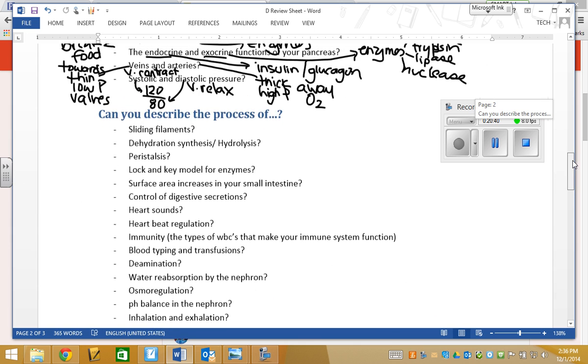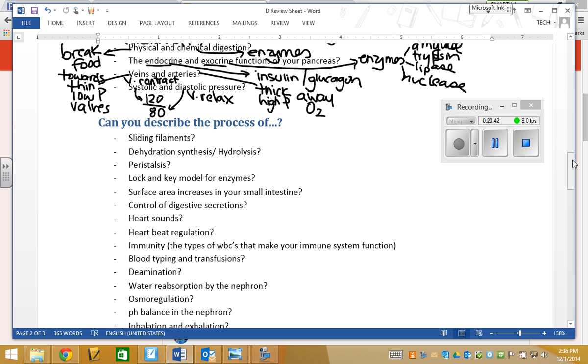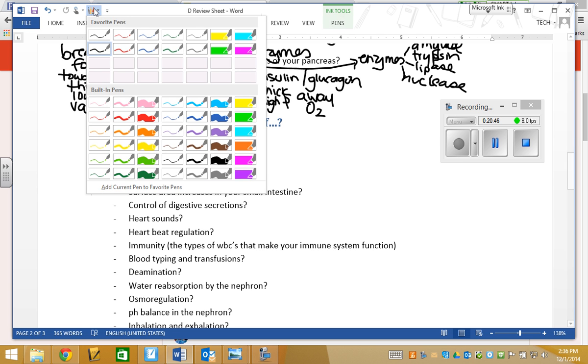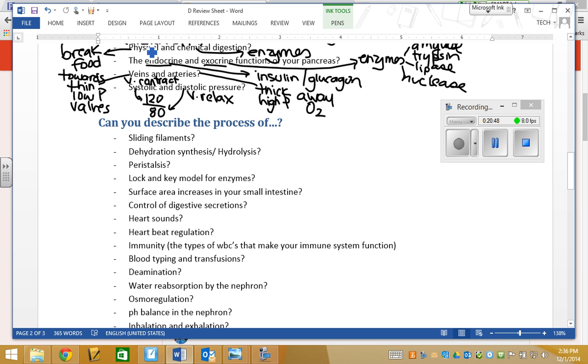So, the next section is, can you describe the process of? Let's get a new pen color. Sliding filaments is the idea of muscle contraction. Please remember that actin is the one that moves. Myosin stays where it is, and it drags actin across it.